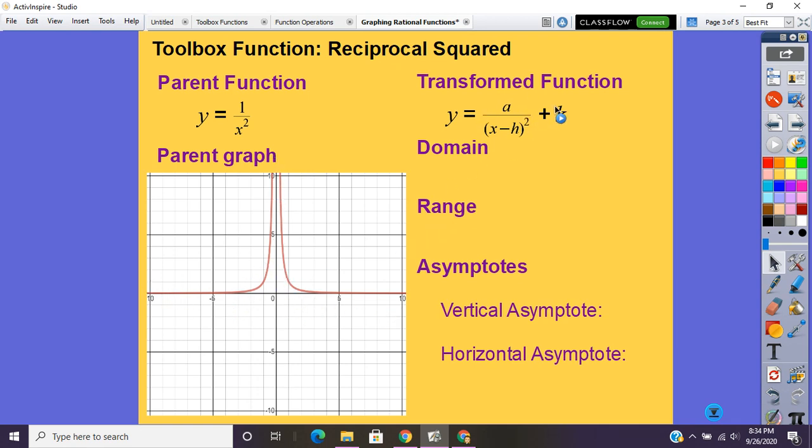Now, if we transform it, if this k is negative, it could move this whole graph down. We could also flip it over if we had a negative a. Our domain follows the same domain as it did last time, so negative infinity to 0, and then 0 to infinity. But our range starts at 0, not including 0, and goes to infinity. But our vertical and horizontal asymptotes are the same as they were last time. And once again, these are found by our h and k values.